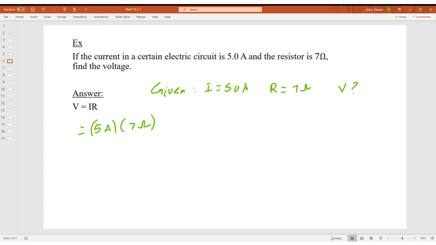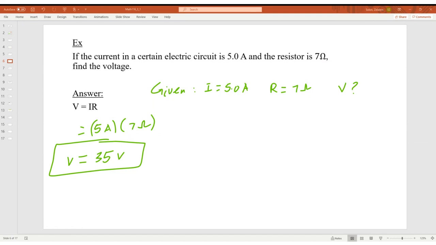Amperes and ohms will give you voltage when you multiply the two. 5 times 7 is 35, and the unit of voltage is V. So we have 35 volts. Just multiply the two, you get the voltage. That's why we needed the literal equation. Okay. Any questions? I know this is very simple. So I'll do one more example, and we'll do one example as a class.